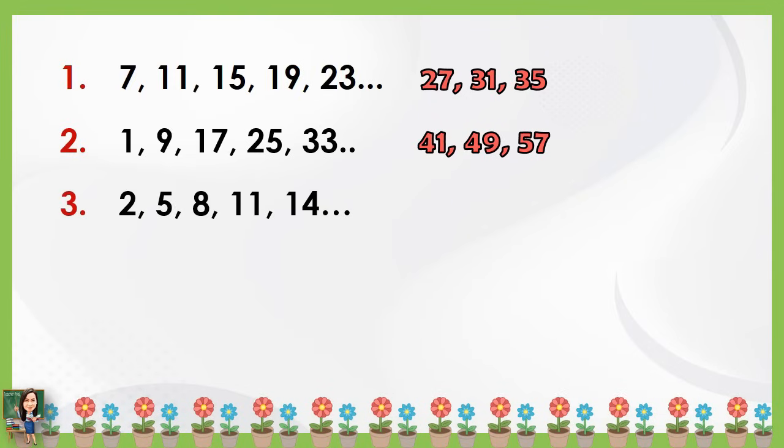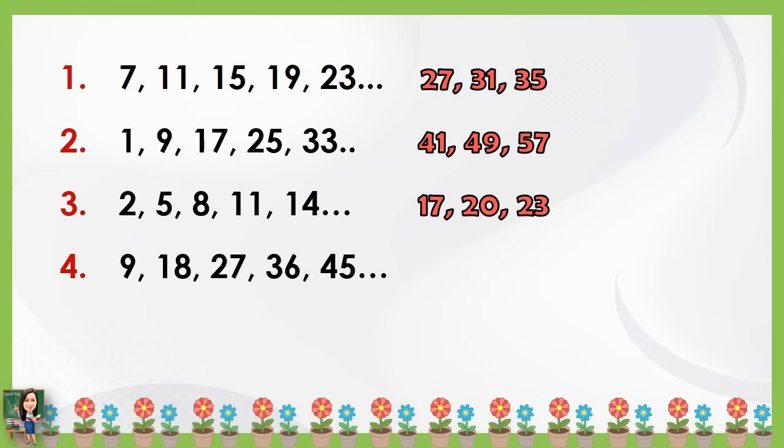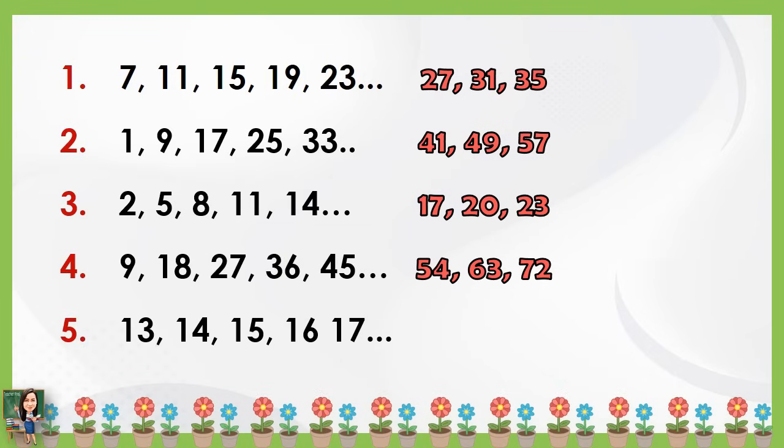Number 3, 2, 5, 8, 11, 14. The rule is add 3 to each term. The next 3 terms are 17, 20, 23. Number 4, 9, 18, 27, 36, 45. The rule for this is add 9 to each term. And the next 3 terms are 54, 63, 72. And number 5, 13, 14, 15, 16, 17. Add 1 to each term. The next 3 terms are 18, 19, 20.